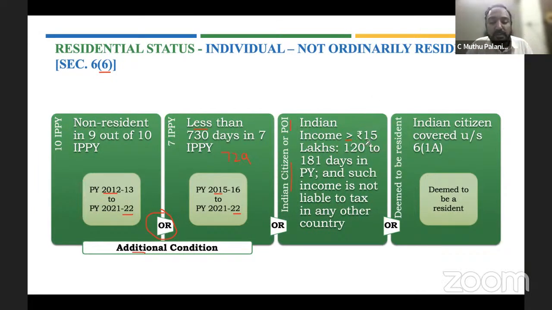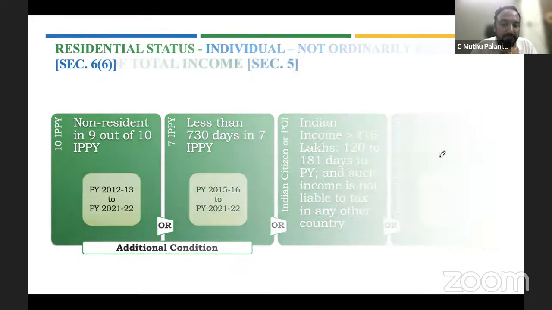In this situation, if your Indian income is more than 15 lakhs, then if you are in India for 120 days or more but less than 182 days, and such income is not liable to tax in any other country, then automatically you will be called not ordinary resident. And similarly, an Indian citizen who is covered as deemed resident is also not ordinary resident. So basically, these are 4 different conditions. The first 2 are called additional conditions. Then you have the third condition and fourth condition. If you are satisfying any of these, you will be called not ordinary resident. Otherwise, you will be called ordinary resident.